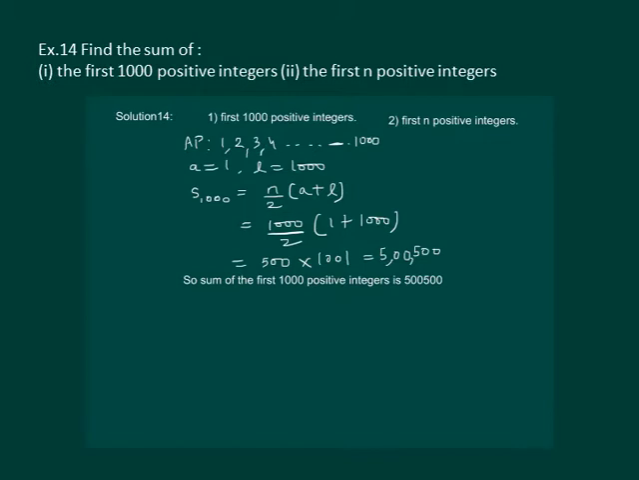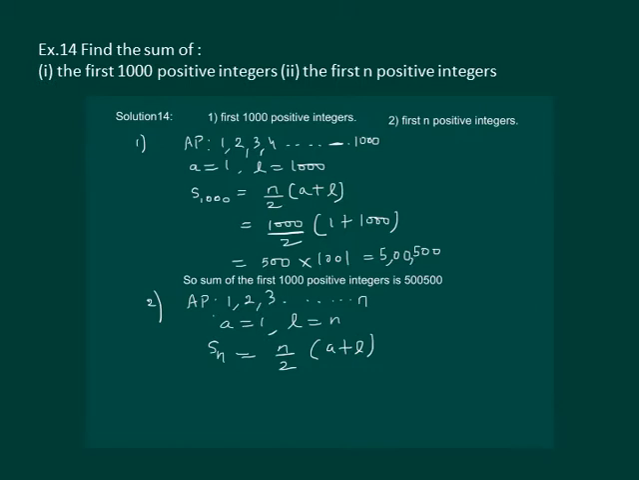On the same lines, consider the second part of the same question. Now the arithmetic progression for the second part will end at n. 1, 2, 3 and so on. Last term will be n. A is 1. Last term is n. So sum of first n positive integers will be equal to n by 2 into a plus l.